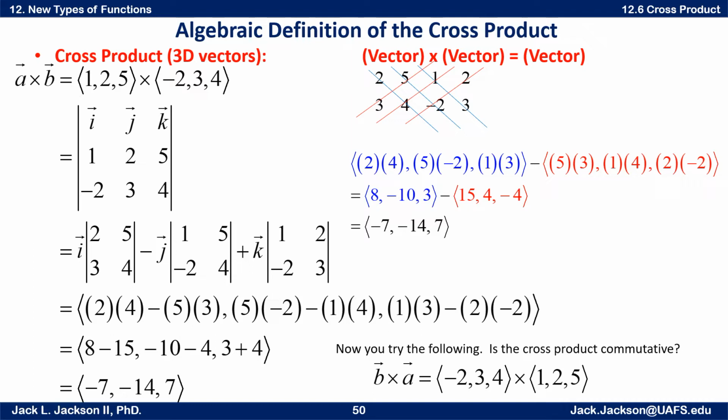Okay? All right, you try this one. See if you can work it out yourself. What's B cross A? What is negative 2, 3, 4 cross 1, 2, 5? I guess the question is, does that come out to be the same as what we just did or not? Regardless, work out all the details by hand for practice, and let's see what happens. I'll give you a minute to do this one on your own. You'll need to press pause, work it out, and then come back. Press pause now.